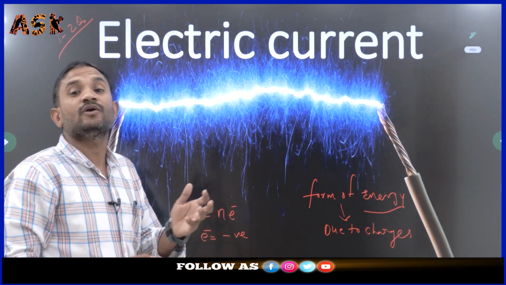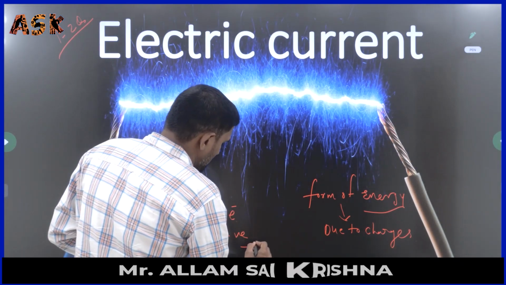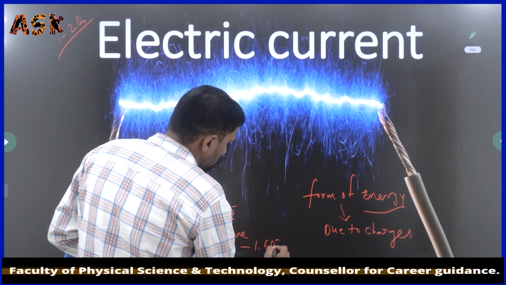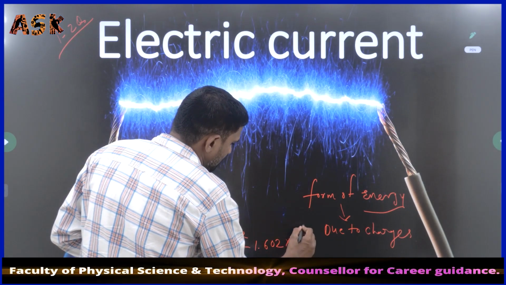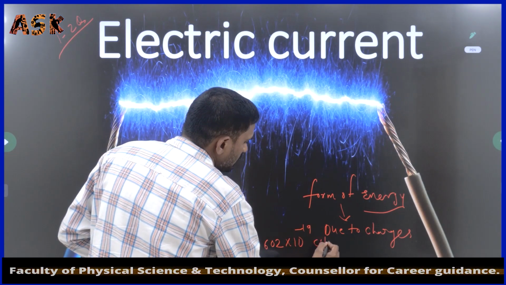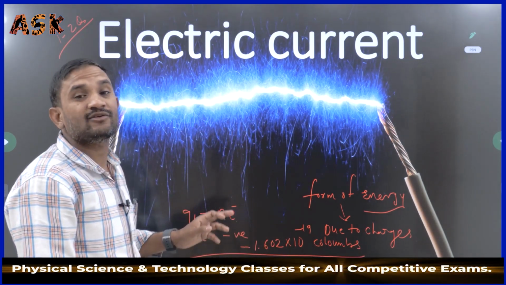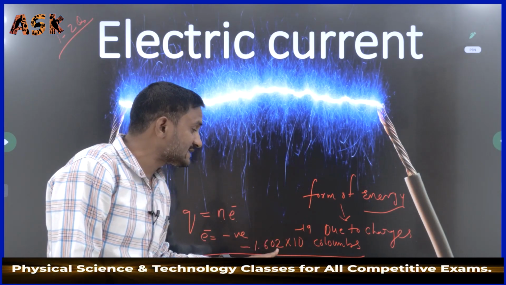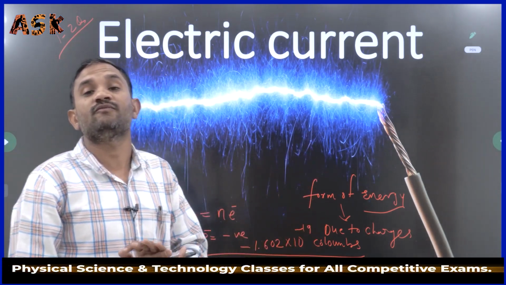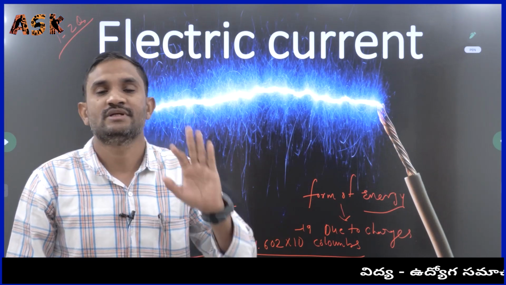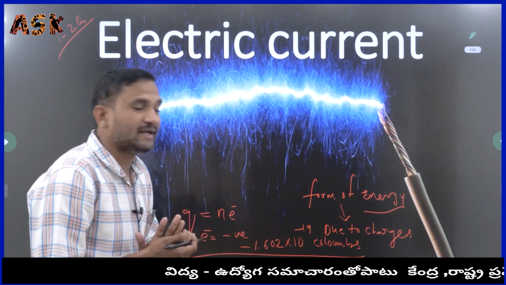What is the value of the charge? Minus 1.602 into 10 to the power of minus 19 coulombs. That is the charge of an electron, minus 1.602 into 10 to the power of minus 19 coulombs. We have to try to keep that in mind.